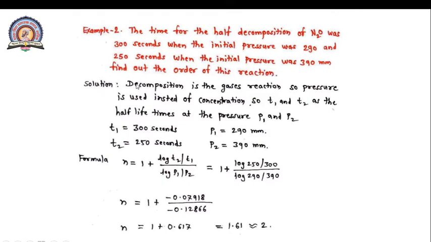Now the solution. The decomposition is a gaseous reaction, so pressure is used instead of concentrations. So T1 and T2 are the half-life times at the pressures P1 and P2. T1 is equal to 300 seconds, T2 is equal to 250 seconds, P1 is equal to 290 mm and P2 is equal to 390 mm. Now instead of concentrations, I take this pressure P1 and P2.